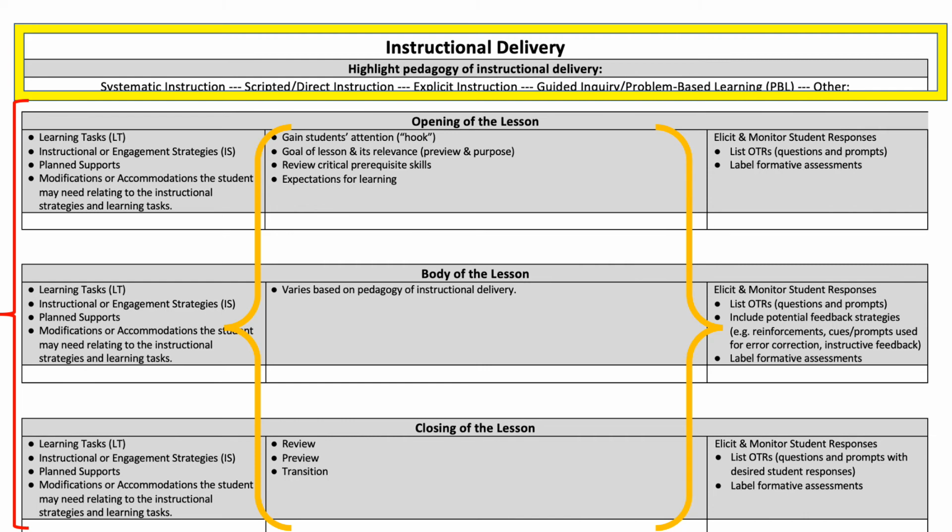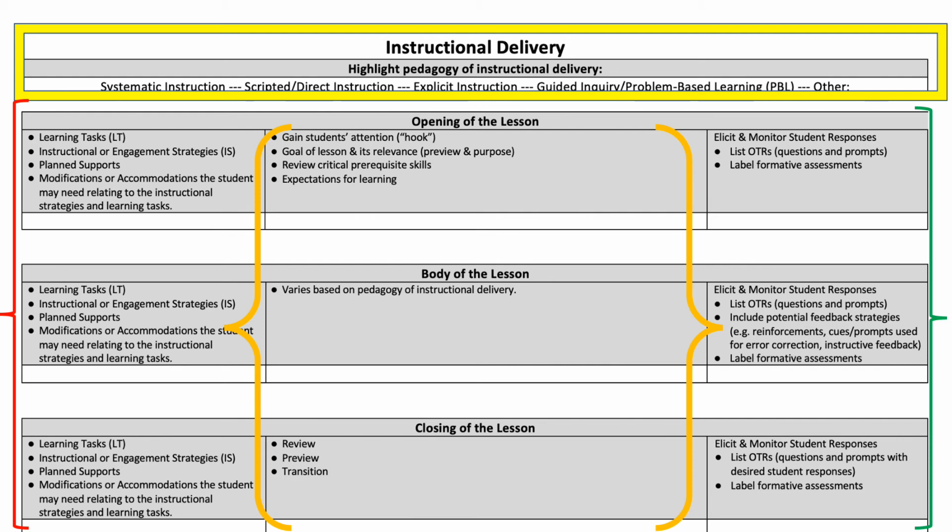Additionally, if you have a learner who has a behavior plan or requires some social emotional support, consider where within the lesson you are going to be providing that support. Strategies employed will represent evidence-based best practice, and teacher candidates will describe how the accommodations will be addressed during the lesson and by whom. The final column on this page is elicit and monitor student responses with the green bracket.